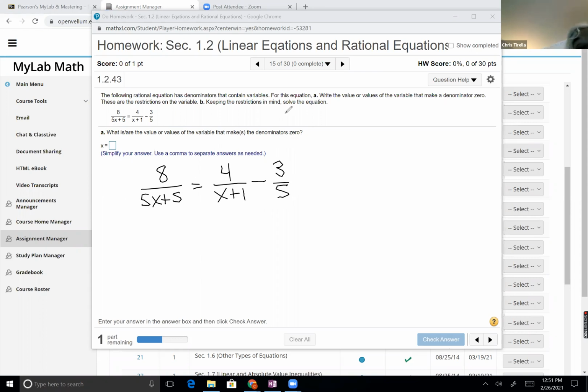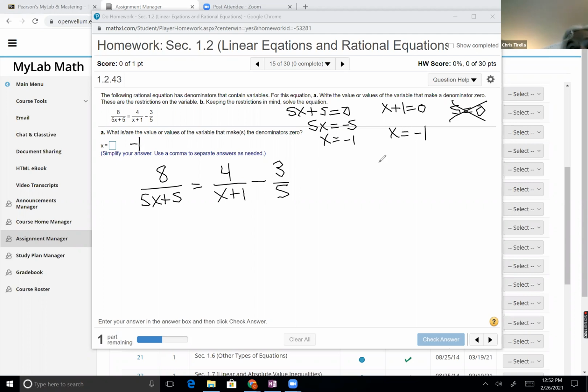be values to exclude. So if I look at that first denominator for 5x plus 5 to equal 0, subtracting, I'd get 5x equals negative 5, and dividing, I'd get x equals negative 1. Next one, if I look at x plus 1 equals 0, solving that would also give me x equals negative 1. Lastly, I'd have 5 equals 0, which I'm going to ignore because 5 will never equal 0. So with this problem, I only have to exclude negative 1. That's the only value that gives me a 0 in the denominator.